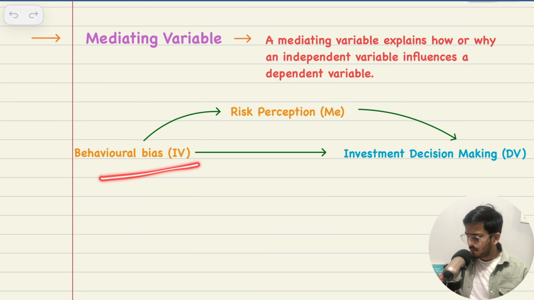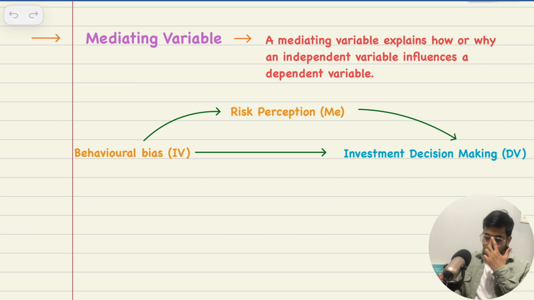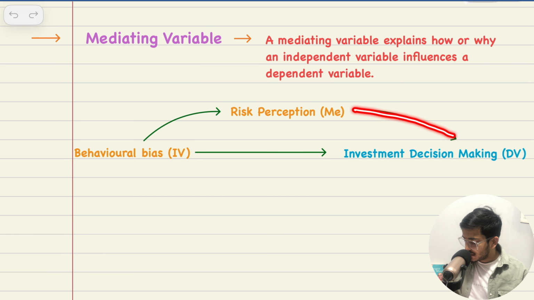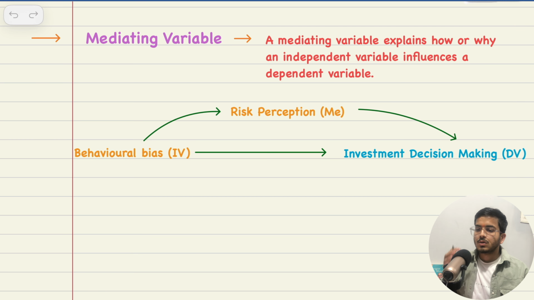Behavioral biases is the independent variable, investment decision making is the dependent variable. So a mediating variable does not impact the relation directly. It goes like behavioral biases is impacting risk perception, and then risk perception is impacting investment decision making. Okay, so the IV will impact one variable, and then that particular variable will impact investment decision making. So this is how a mediating variable works.